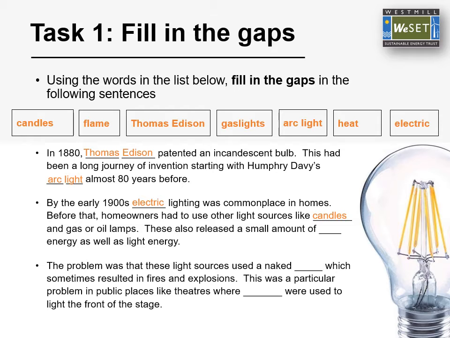These also released a small amount of heat energy as well as light energy. The problem was that these sources used a naked flame, which sometimes resulted in fires and explosions. This was a particular problem in public places like theatres, where gas lights were used to light the front of the stage. How did you get on?